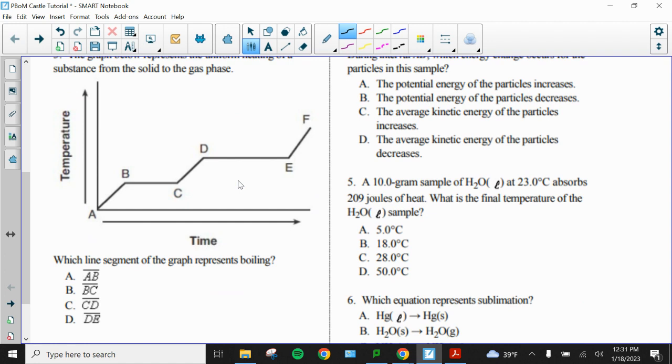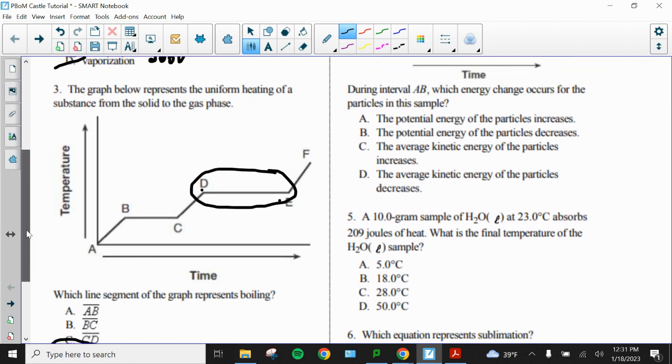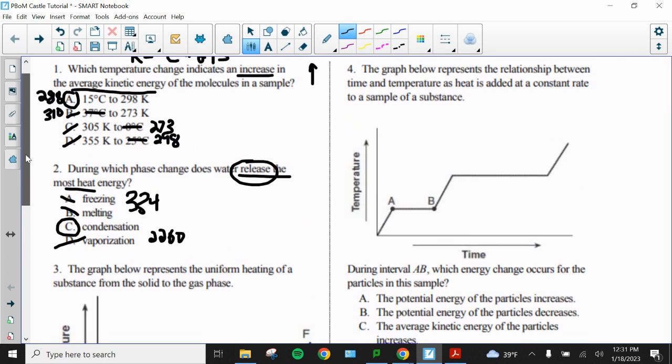Here's my graph. Which line segment represents boiling? Oh, that's pretty easy. Boiling is always the top flat. That's going D to E. Got it. D. You got to know boiling is the top flat.